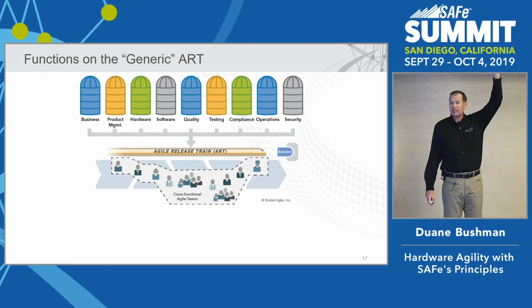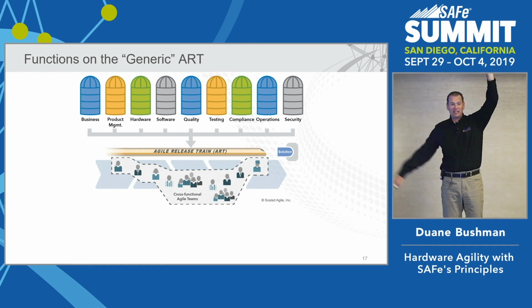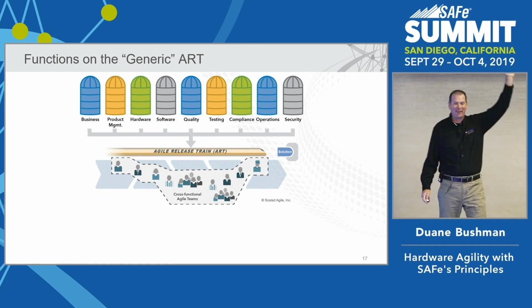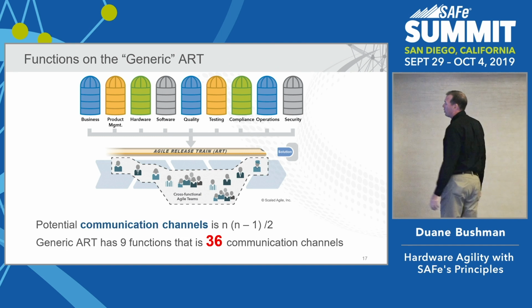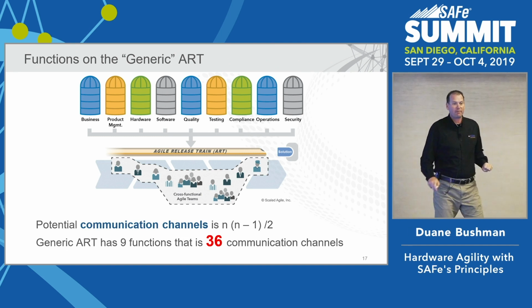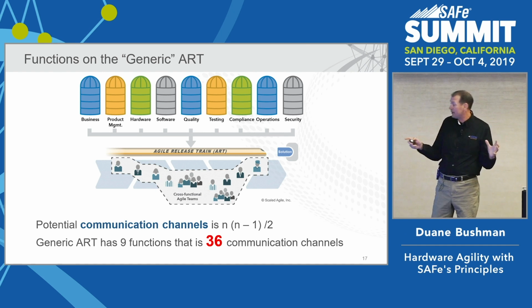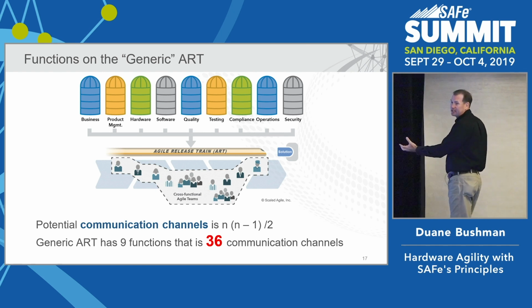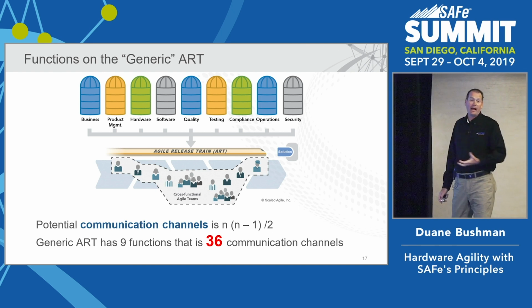Who's taken any kind of SAFe training and seen this slide? Okay, so you're really familiar with this slide, right? Okay, so we're organizing. If you look at it, there's 9 silos up there. If I use a basic communication formula, that gives us 36 communication channels.